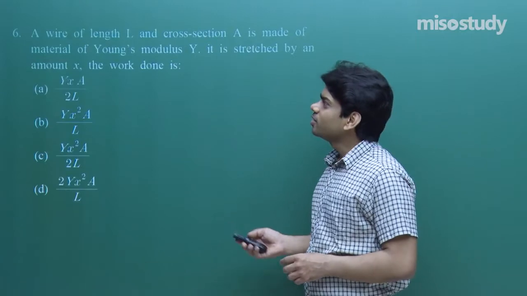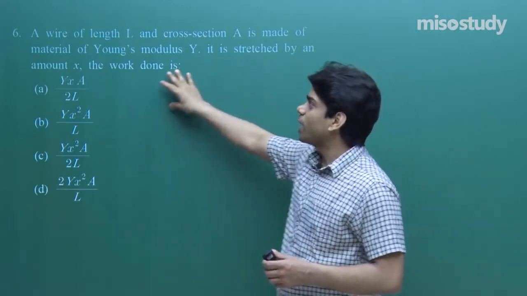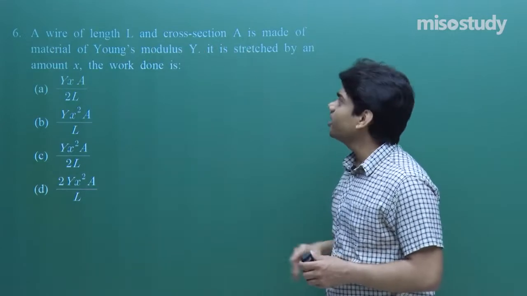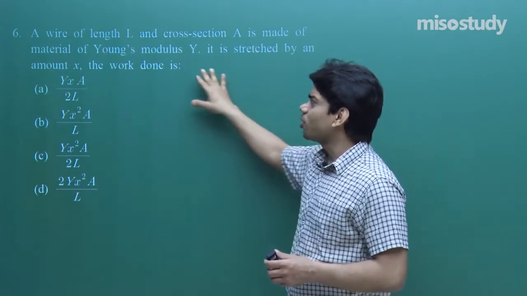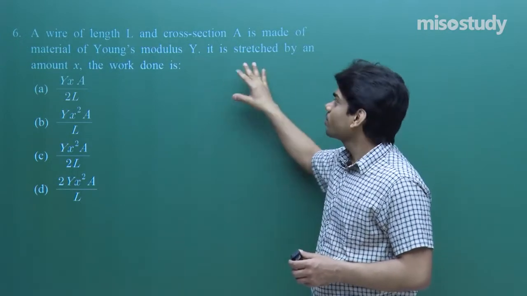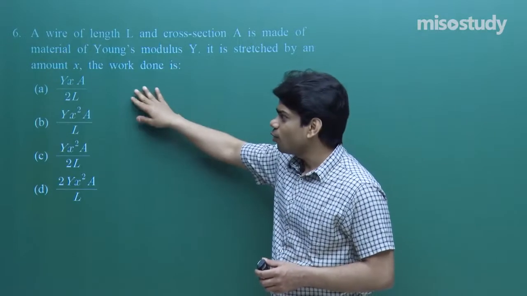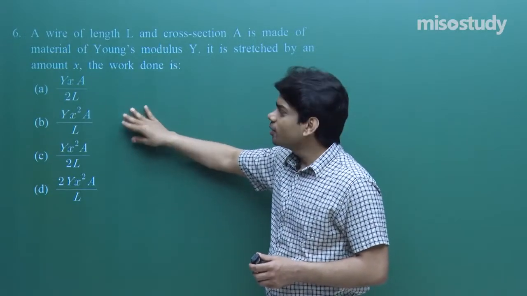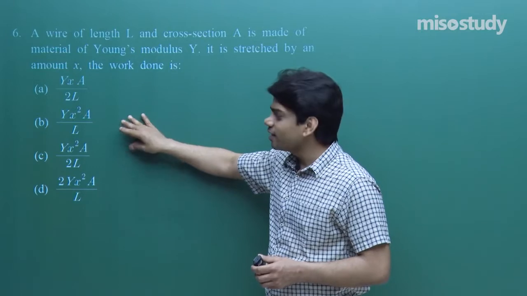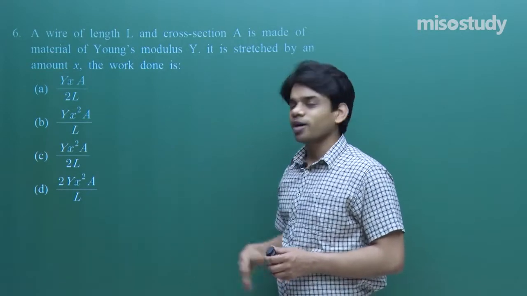We have a wire of length L and cross section A. You can see that we have a wire whose length is L and cross section is A, made of material of Young's modulus Y. That means Young's modulus is capital Y. It is stretched by an amount X. The work done is: option A, YxA by 2L; B, Yx square A by L; C, Yx square A by 2L; and D, 2Yx square A by L.